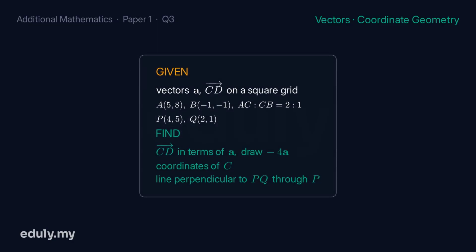So here's what we have and what we're after. 2 vectors on a grid, then 2 coordinate geometry problems. Let's work through them one at a time.